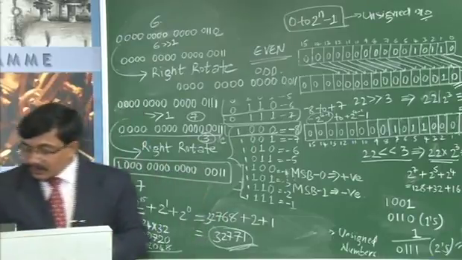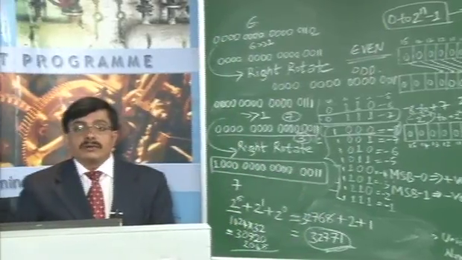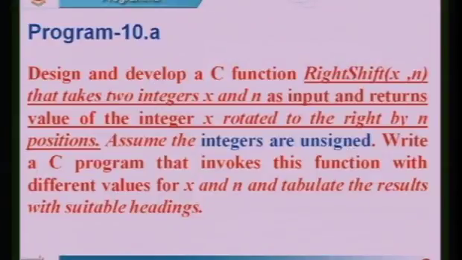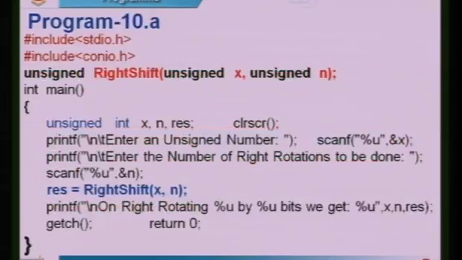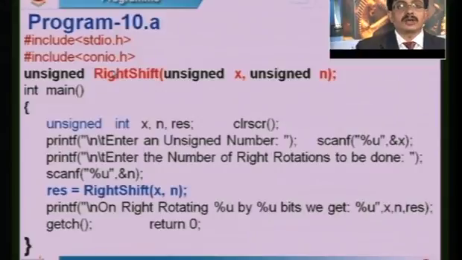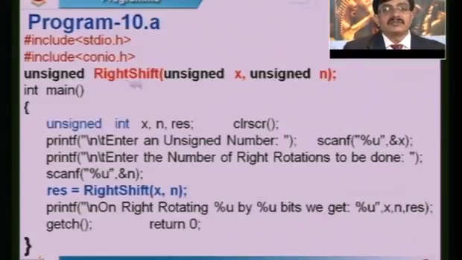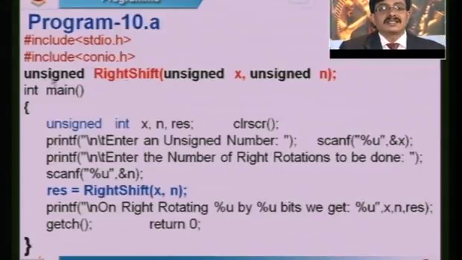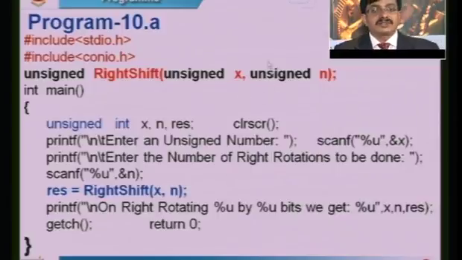Fine. So let us see the program, how exactly we do it. Perform the right rotation of the number. Look at this particular code and what we are trying to do here. First we have to declare the prototype of the function. The name of the function is right shift, and the value it returns is an unsigned number. Everything here we program using unsigned numbers. It takes two parameters, both of type unsigned, x and n. x is the number and n is the number of times the value of x should be rotated.